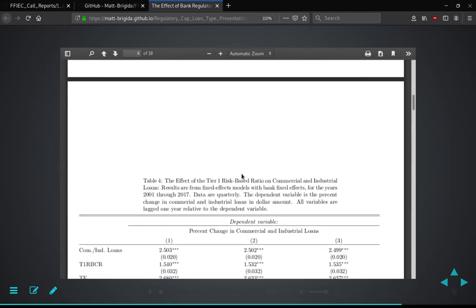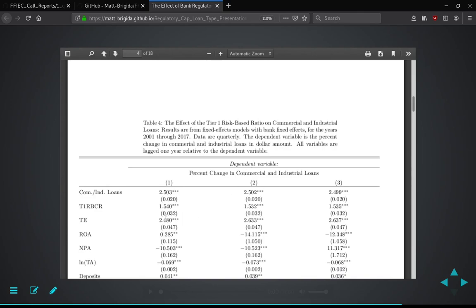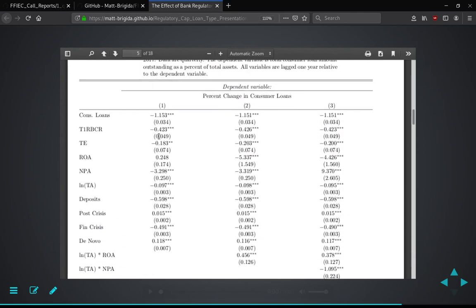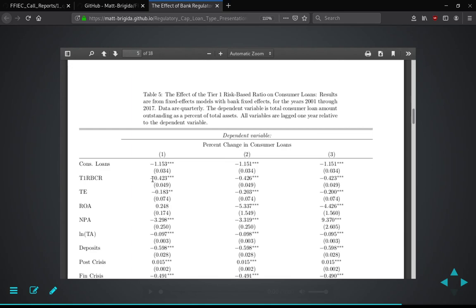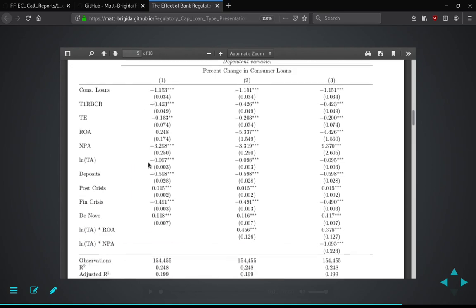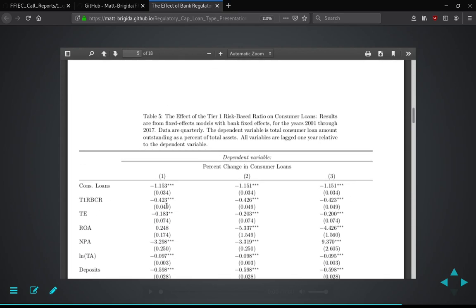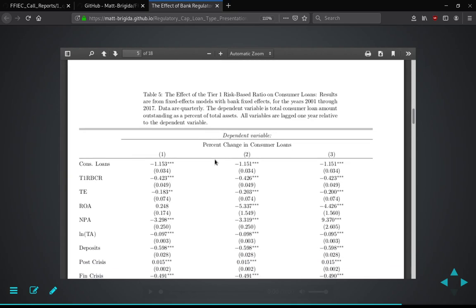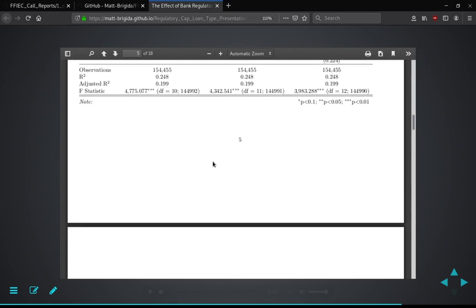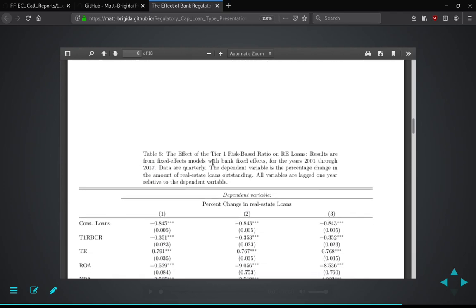However, once we shift to risk weighting our assets, then a higher risk-based capital ratio will indeed again yield higher commercial and industrial loans. However, this is negative and significant now. It will lower consumer loans, and it's also going to lower real estate loans. So the idea here is once we start risk weighting assets, we are shifting money away from consumer loans and real estate loans and to commercial and industrial. So we see the effect that risk weighting has.